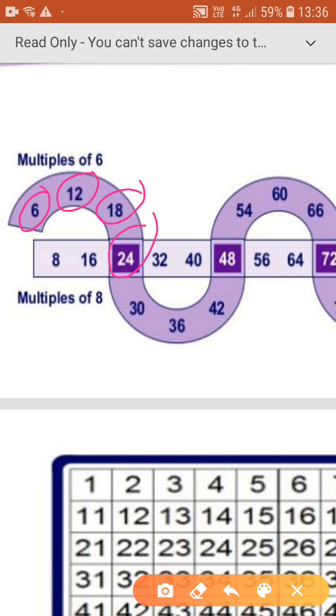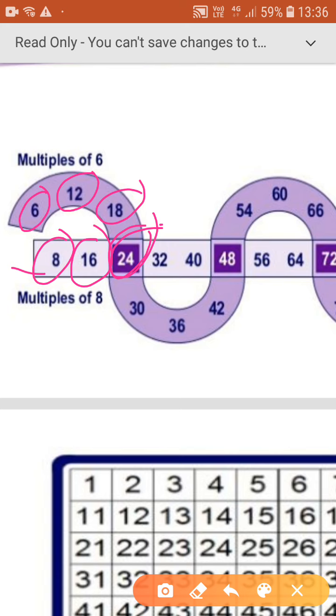Similarly, the multiples of 8 are shown in this line. The first multiple of 8 is 8, 8 into 1 is 8. The second multiple of 8 is 16, 8 into 2 is 16. And the third multiple of 8 is 24, that is 8 into 3 is 24. So you can see that 24 is the first common multiple of 6 and 8. It is enclosed with a purple square box.